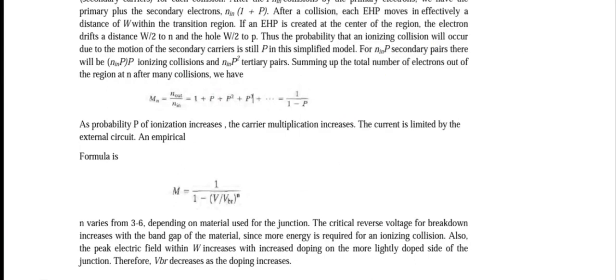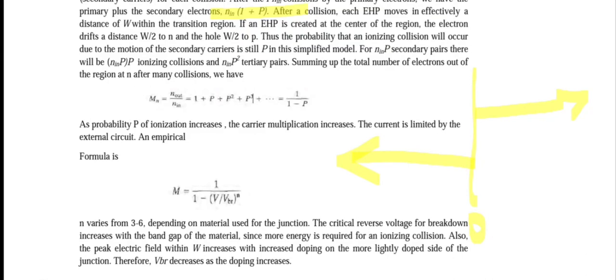That can be seen here. So there will be n_in × (1 + P) number of secondary electrons. After a collision, each electron-hole pair moves effectively a distance of W within the transition region. If an electron-hole pair is created at the center of the region, the electron drifts a distance W/2 to the N side and the hole W/2 to the P side. Thus the probability that an ionizing collision will occur due to the motion of the secondary carrier is still P in this simplified model.